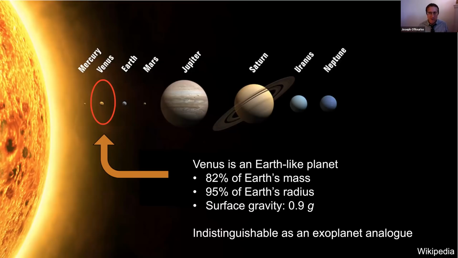It's about 80% of Earth's mass, it's 95% of Earth's radius, and so its surface gravity is basically the same as Earth's, and its bulk density is the same. And so again, I can't emphasize enough that if we were observing an exoplanet today, if you want to call it an Earth-like exoplanet, you might as well call it a Venus-like exoplanet.